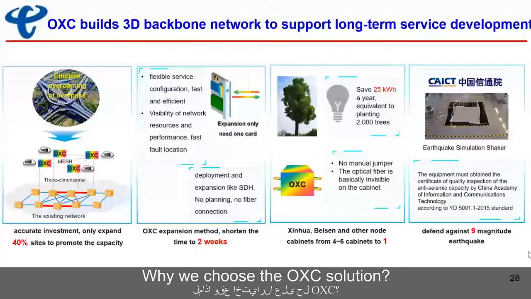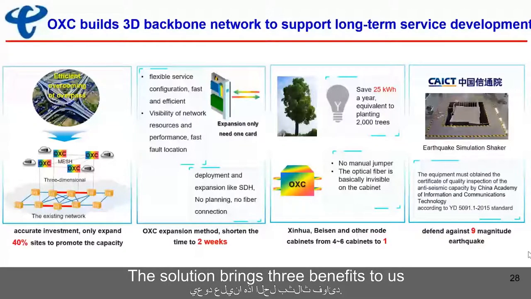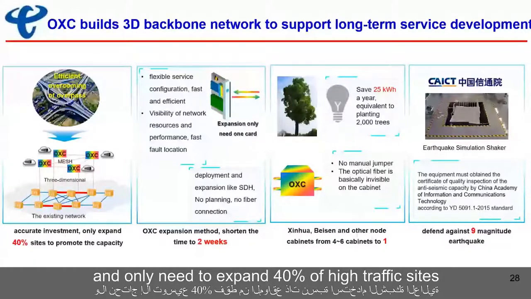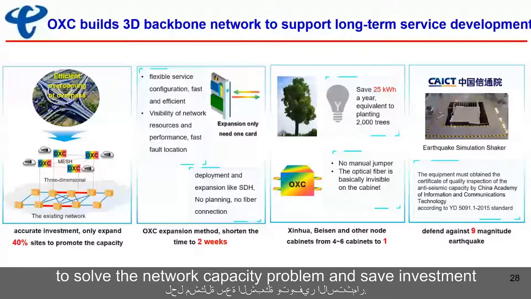Why did we choose the OXC solution? The solution brings 3 benefits to us. First one, we use a 3-dimensional backbone network architecture and only need to expand 40% of high traffic sites to solve the network capacity problem and save investment.